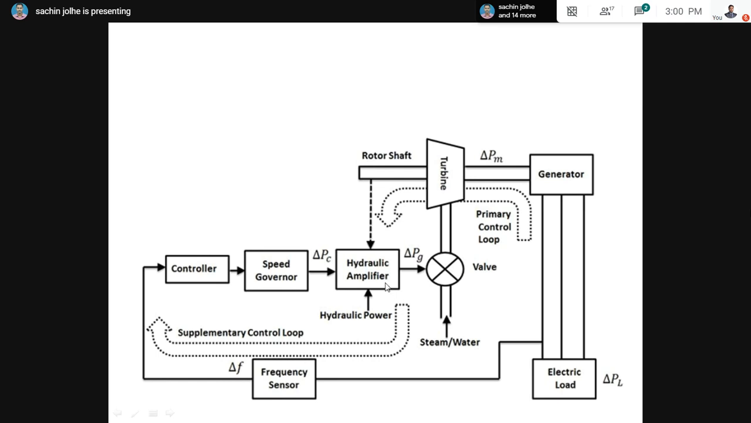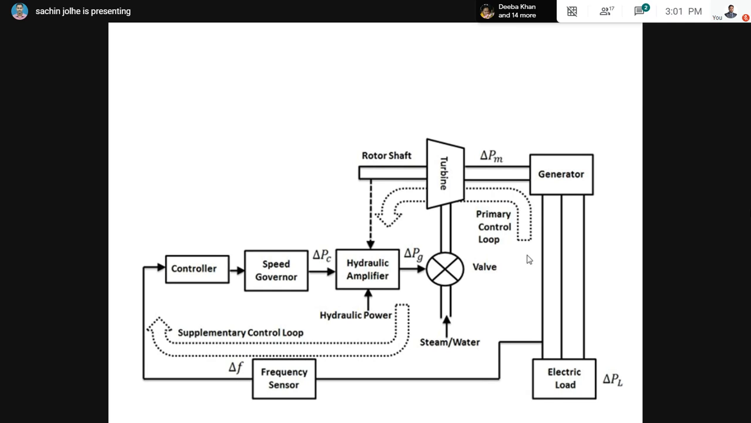Hydraulic power is given to this, and the amplified output changes the valve position. I hope everybody knows this valve. According to the valve position, the steam can be controlled. It is just like the accelerator in our two-wheeler.